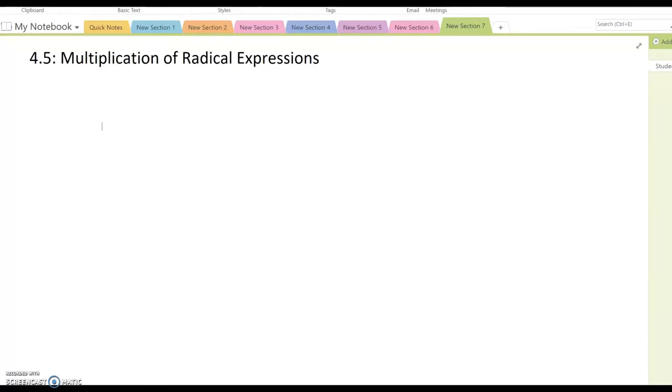4.5 Multiplication of radical expressions. So let's look at page 71. Letter A first. You will see that root 2 times root 10.